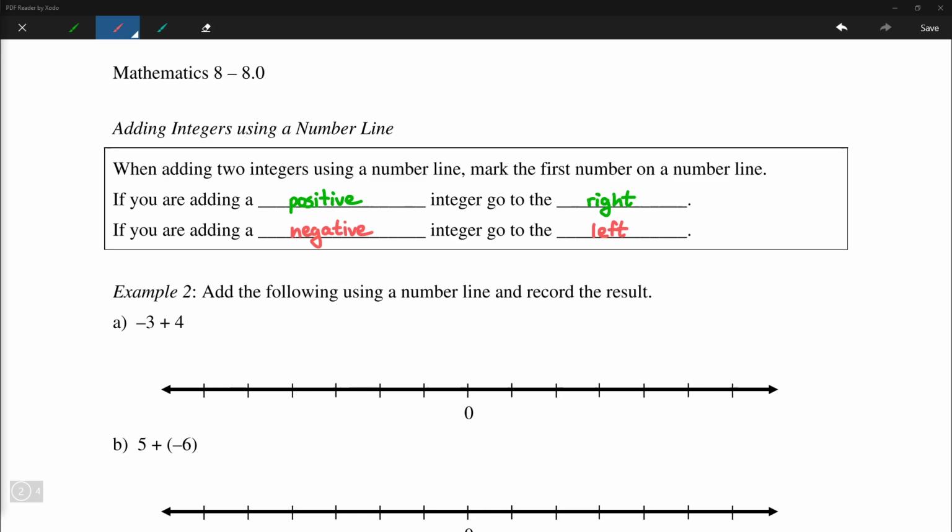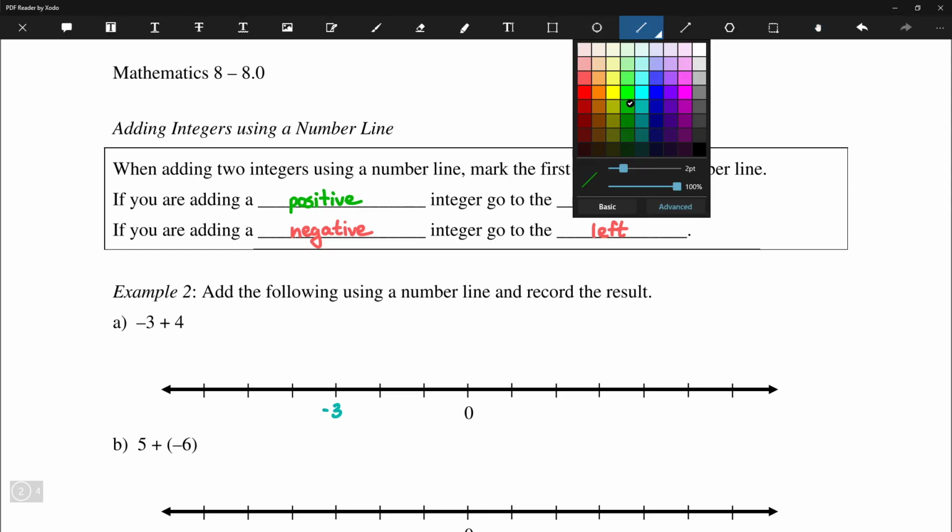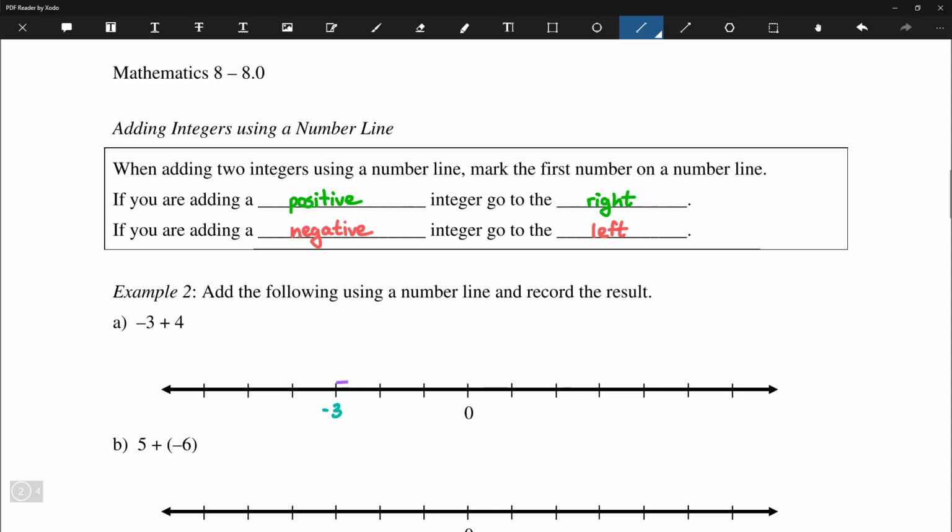So let's look at example 2. Add the following using a number line and record the result. So 2a, -3 plus 4. So we'll start at -3. 1, 2, 3. So here. And then we're adding a positive integer. We're going to move to the right 4 spaces. So to indicate that, simply going to draw a line, moving 4 spaces to the right. And that takes us to +1.